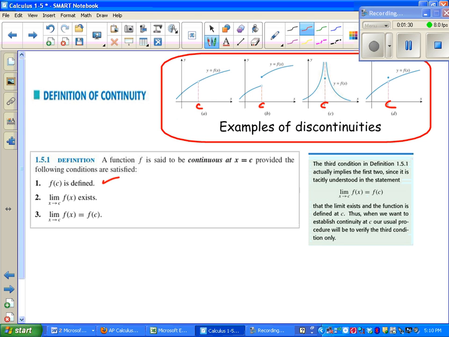The function has to be defined at that point. The limit as x approaches that value has to exist. And the conditions 1 and 2 have to yield the same number.